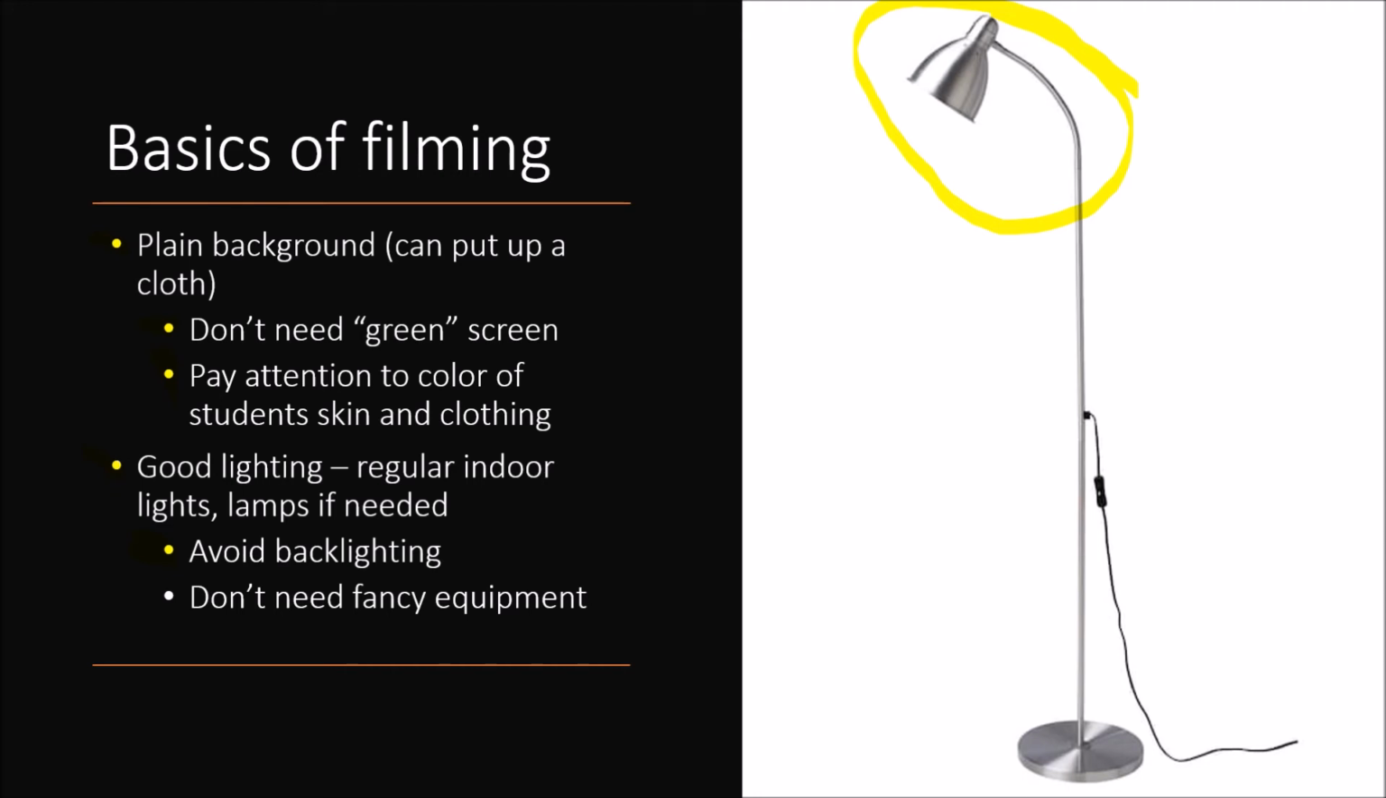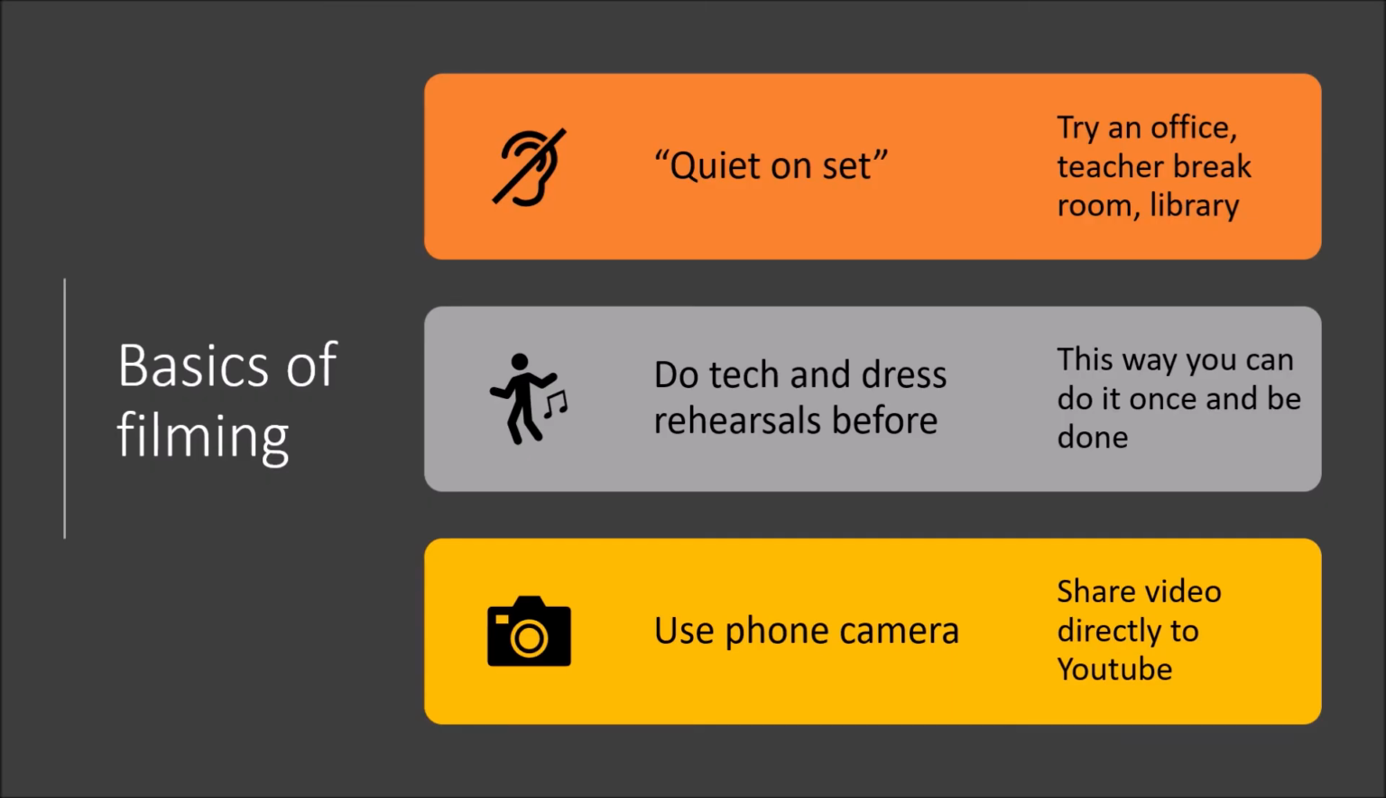If the lights are overhead, try to have the students stand a little behind where the light is while the camera is a little in front of where the light is. You don't need any fancy equipment. Just use the lights you have. These next 3 ideas will help you with managing the students and the actual filming process.